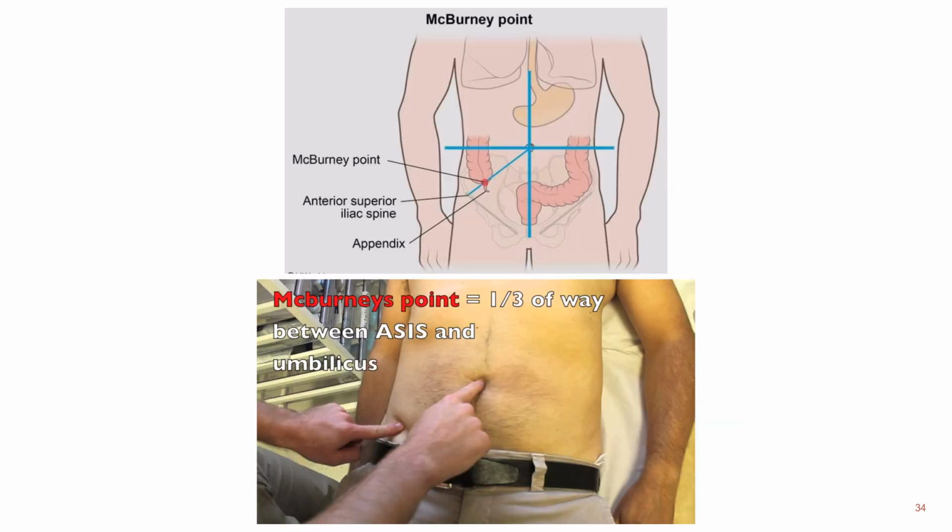So this slide shows you where McBurney's point is. So this is going to be where your appendix is located. First, you're going to divide the abdomen into the 4 quadrants using the umbilicus as your landmark. Then you're going to go right between the umbilicus, so the belly button right here, and the anterior superior iliac spine, which is right here. So about a third of the way, which ends up being right here. And that is where your appendix would lie inside of you. So if the patient is experiencing a lot of pain right at that point, you can probably assume it's the appendix.